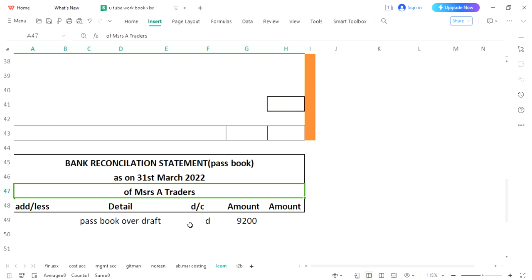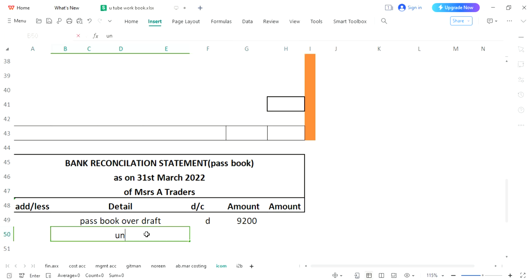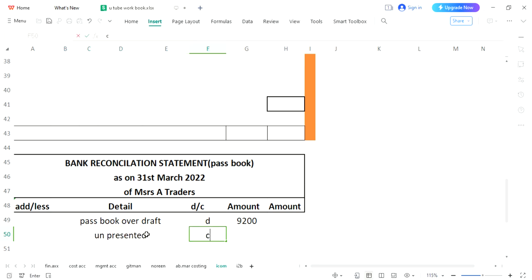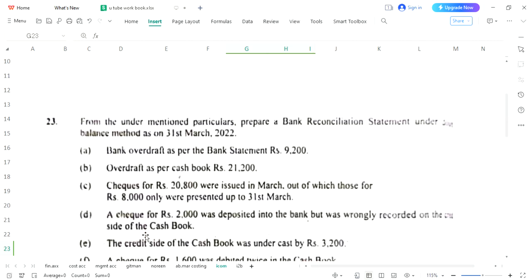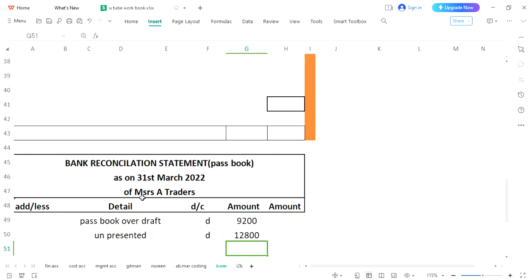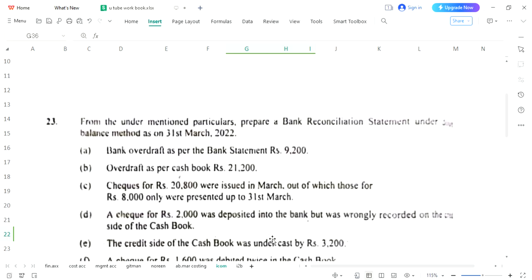So since it is unpresented, we will write in passbook and this unpresented should be debited. As you know, there were a total of 20,800 checks while only 8,000 worth of checks were presented, and the remaining would be considered as unpresented, which we were searching for: 20,800 minus 8,000. So look here, the unpresented check amount has been written over here.